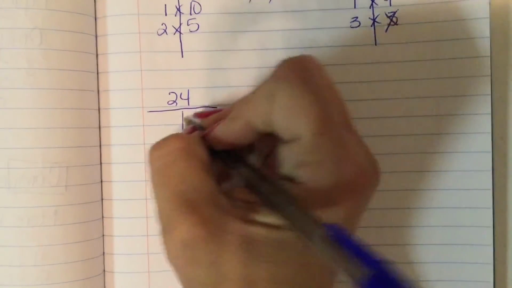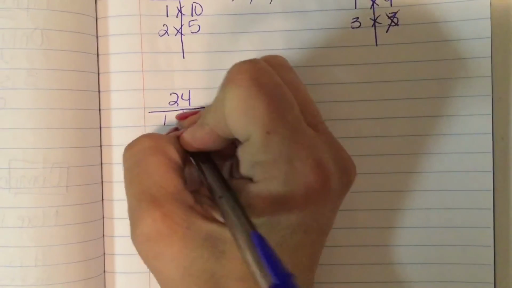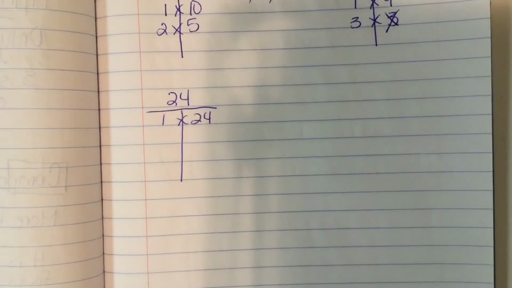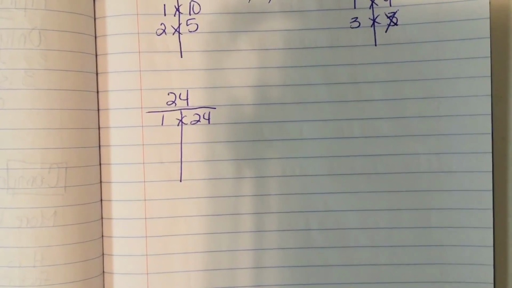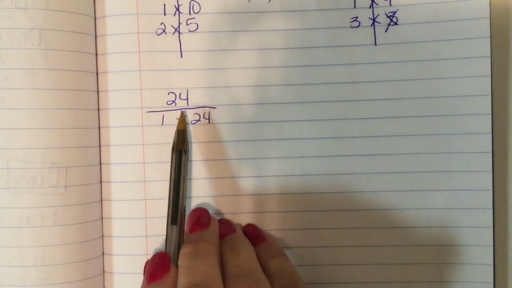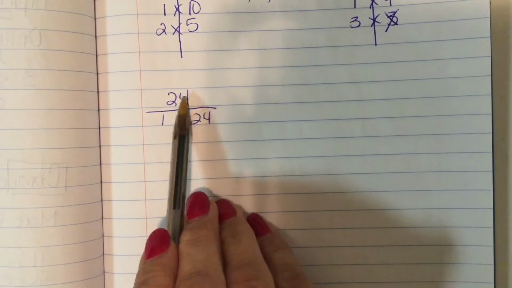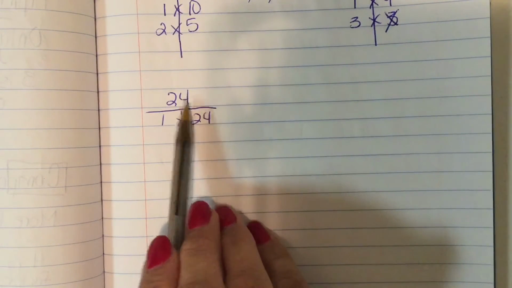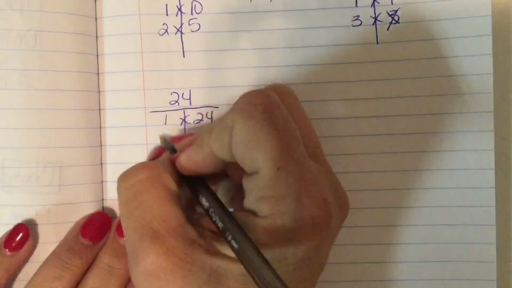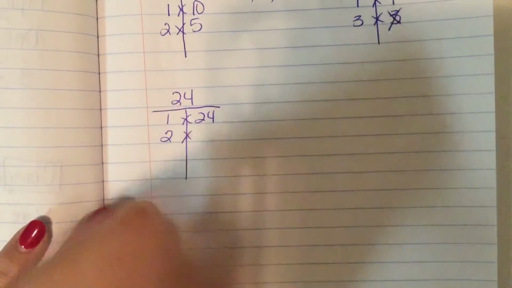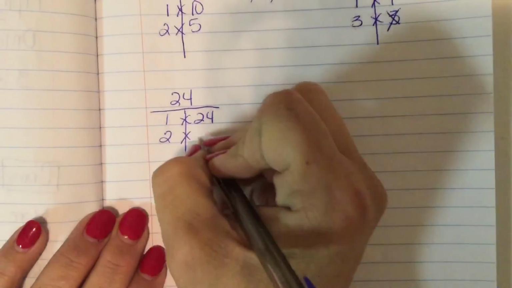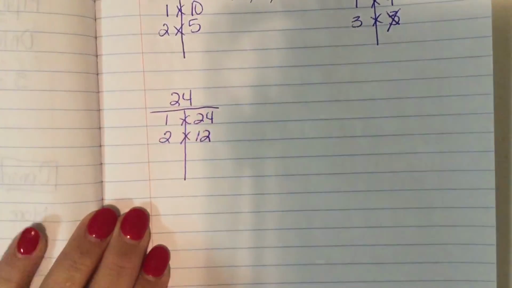All right, so I'm going to start with 1. Okay, 1 times 24. That's a given, right? And then 2. So I know that the divisibility rule for 2 says if the number ends in a 0, 2, 4, 6, or 8, it's going to be divisible by 2. So 24 ends in a 4. So I know 2 times a number is going to equal 24. Okay, 2 times 12.